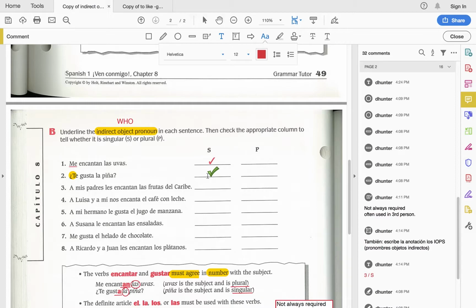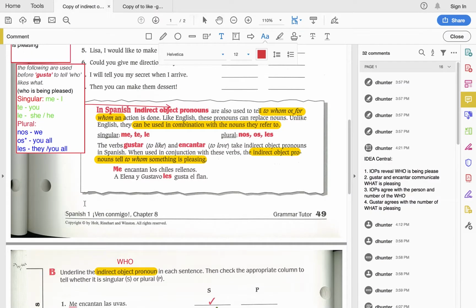You like pineapple. Go through and do the rest of those again using the indirect object pronouns throughout to help you. Again, those are me, te, le, nos, os, and les.